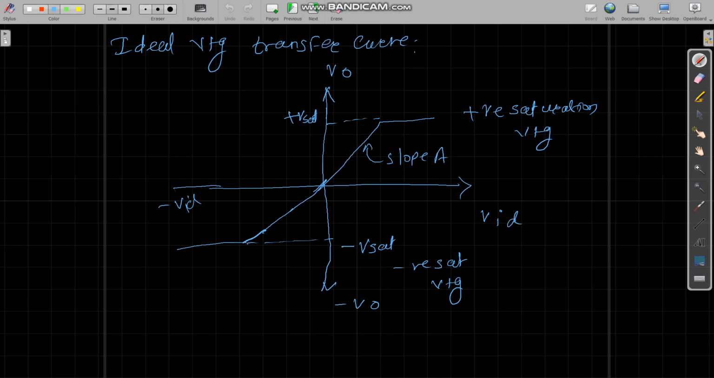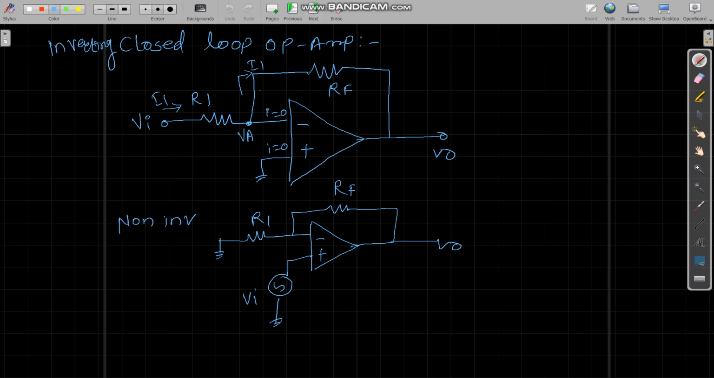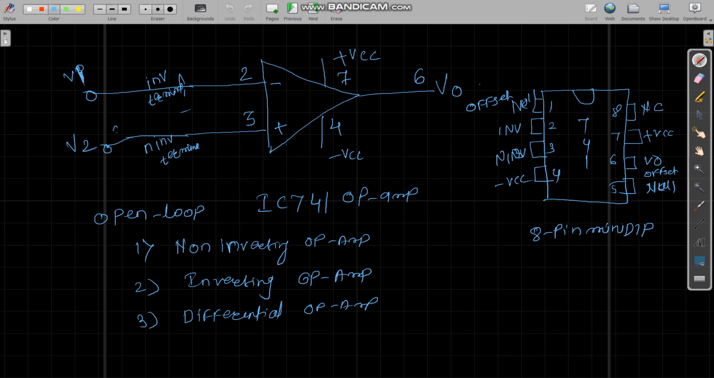So now let's see this open loop op-amp. Before seeing the different open loop op-amp configurations and closed loop op-amp configurations, let us have the detailed schematic of your 741 op-amp. The 741 op-amp is a widely used general purpose op-amp which is an 8-pin op-amp, and the pin diagram of this 741 is as shown here.